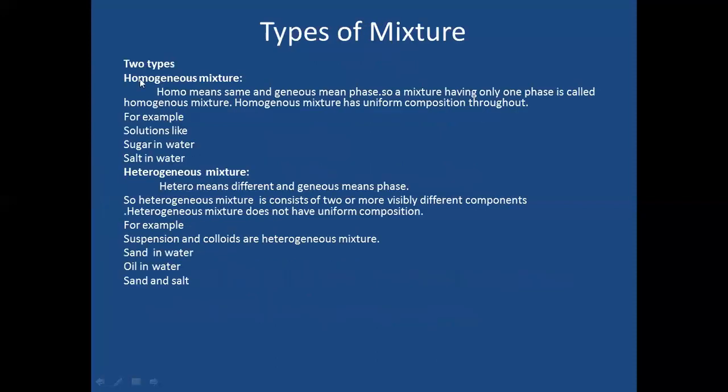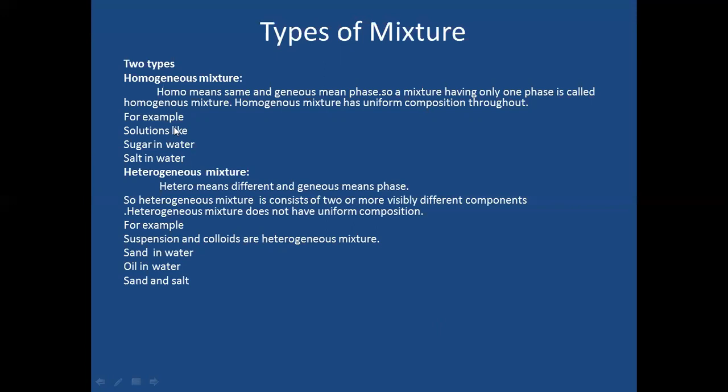Types of mixture. There are two types of mixture: homogeneous mixture and heterogeneous mixture. Homogeneous mixture: homo means same and genus means phase. It means a mixture having only one phase or one state is called a homogeneous mixture. A homogeneous mixture has uniform composition throughout. Uniform composition: I told you that at the brim of the beaker, at the base of the beaker, or at the mid of the beaker, you will find the same type of atoms.